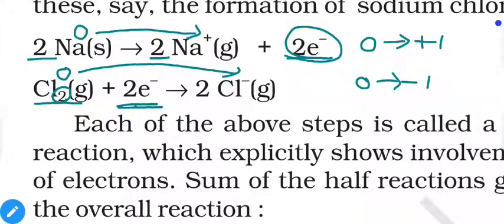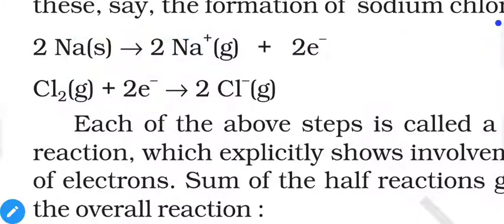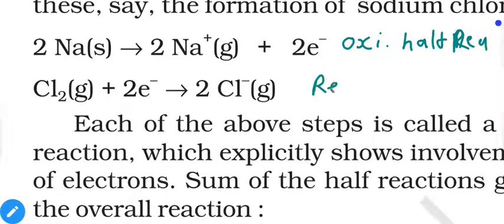As we can see, in case of sodium it is increasing, and in case of chlorine it is decreasing. So that's why sodium undergoes oxidation and chlorine undergoes reduction, and both of these reactions are known as half reactions. That means the first reaction is oxidation, that's why it is considered the oxidation half reaction. And similarly, the second one is called the reduction half reaction.